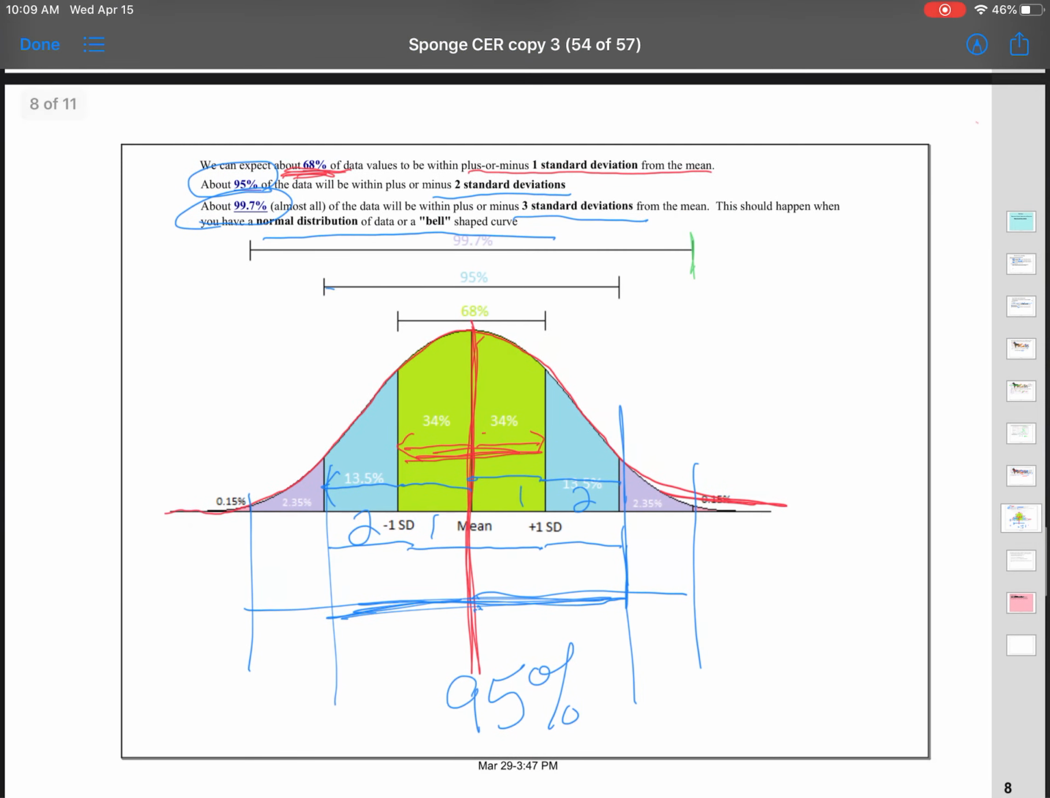Let me go back and say, if it's not a normal bell curve, it could be skewed to one side or the other. So we may have more data on one side or more data on the other side. So it would look like that. It wouldn't be considered symmetric or a normal bell curve.